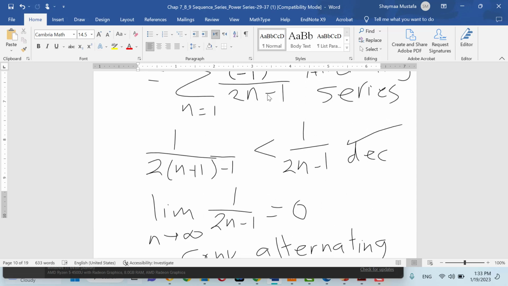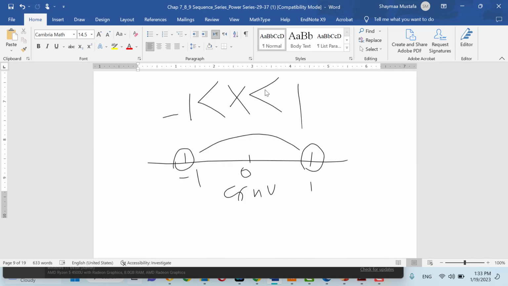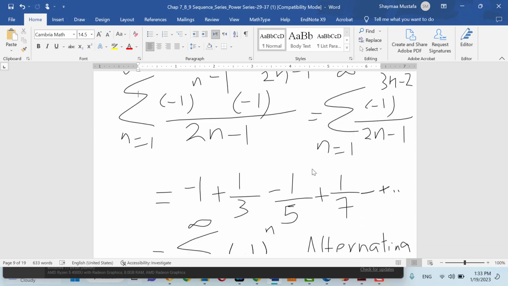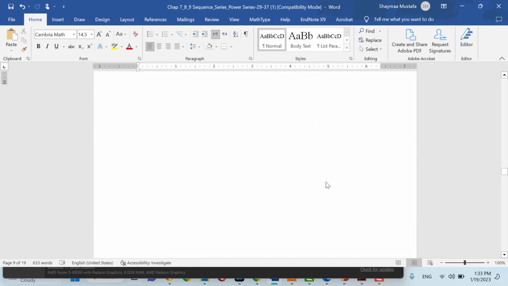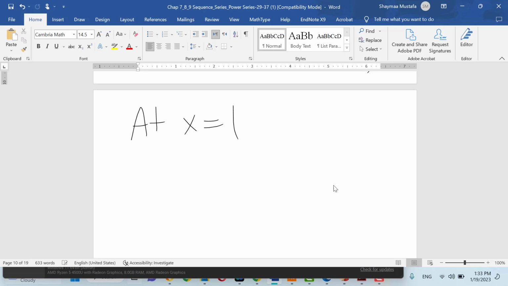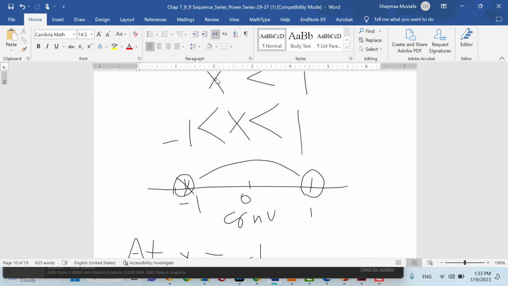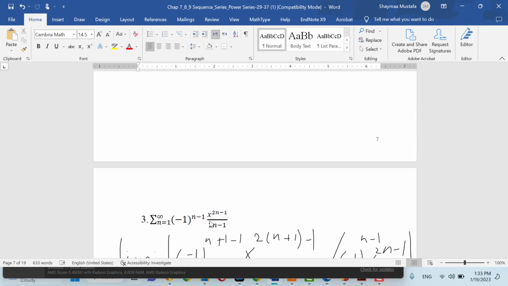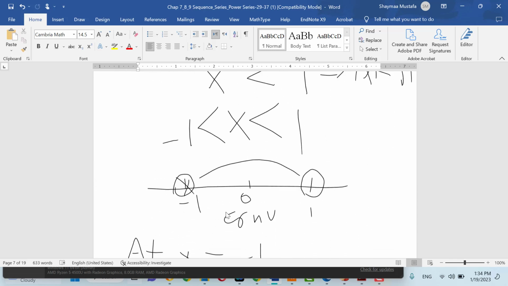So we will include the point x equals minus 1 in our interval. Now we need to check at x equal to 1. I have to go back to the original series. I will replace x by 1.